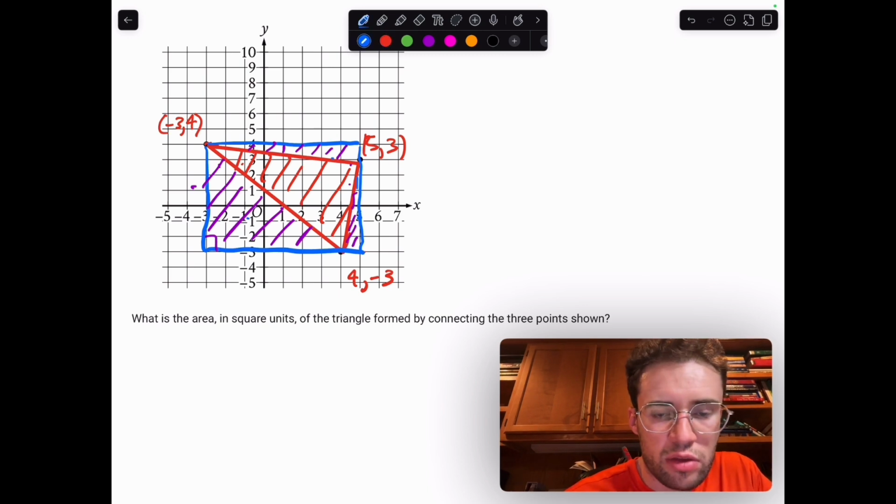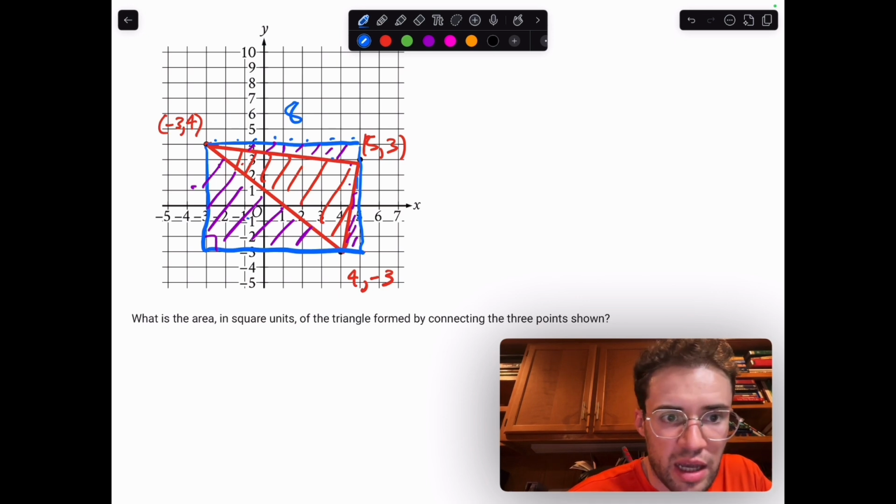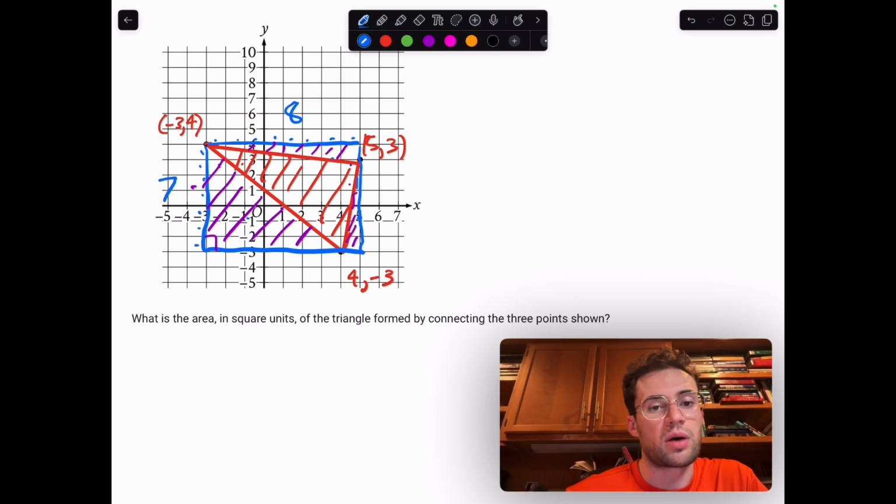So if it's -3 to 5, that's a length of 8. You could also count the squares: 1, 2, 3, 4, 5, 6, 7, 8. And then this one goes from -3 up to 4, so that's a length of 7, or a width of 7. 1, 2, 3, 4, 5, 6, 7. You could count them to verify as well.